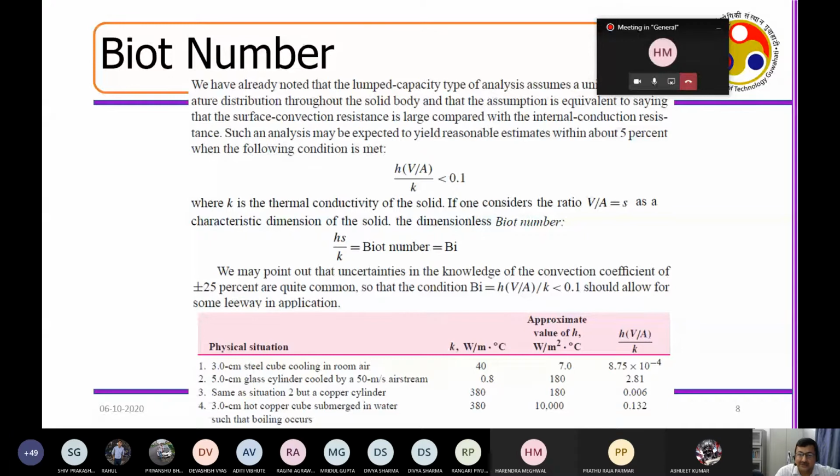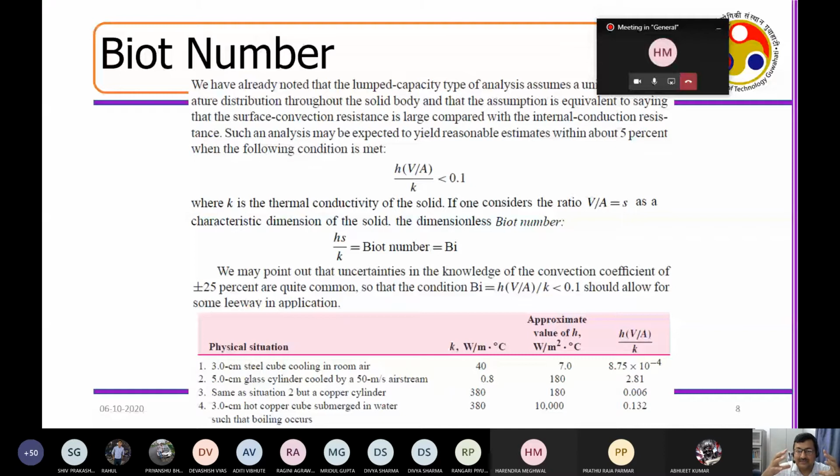Now, if you take the ratio of these two, you will find out when the conduction resistance is more. When the conduction resistance is more, that means it's 1 by k. When the convective resistance is more, that means it is 1 by h. So essentially when this value is small, that means if you have a metal, in the metal there will be no such temperature difference, whatever you are heating up, that is getting conducted to the boundary immediately.